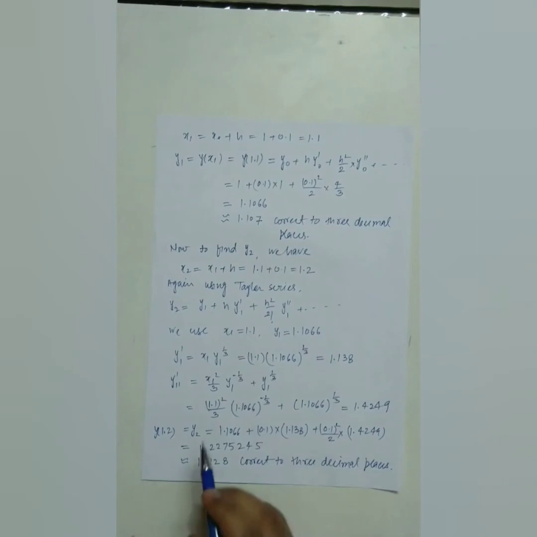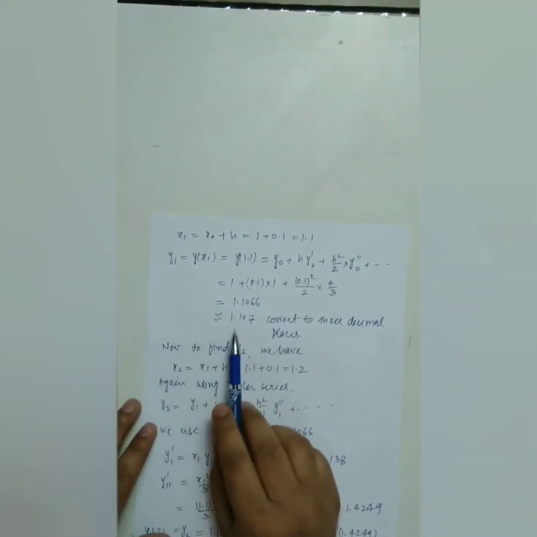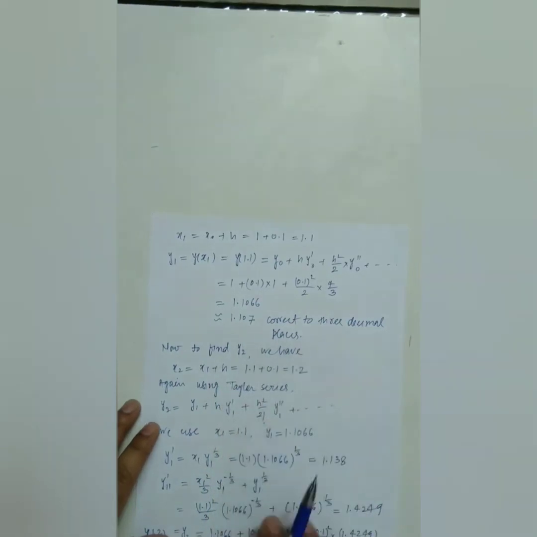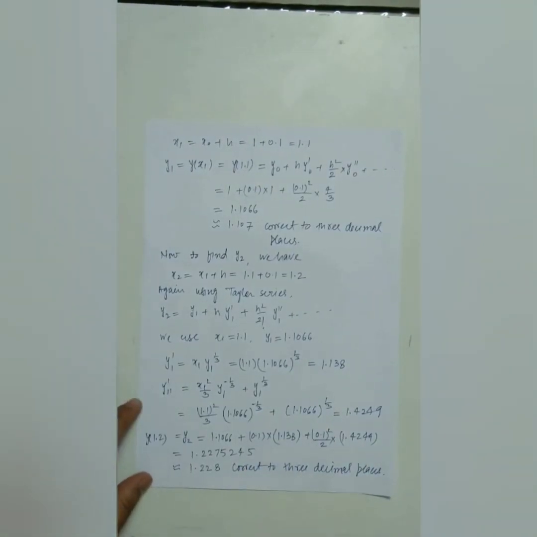So that's how we can find the value of y1. y1 is 1.107, correct to 3 decimal places, and y2 is 1.228, correct to 3 decimal places.